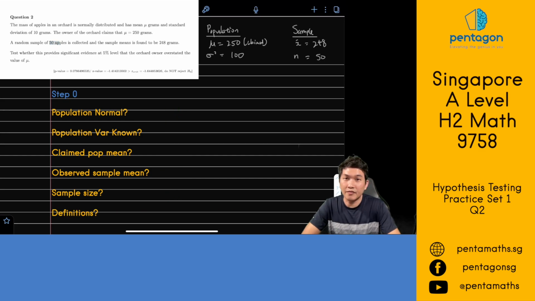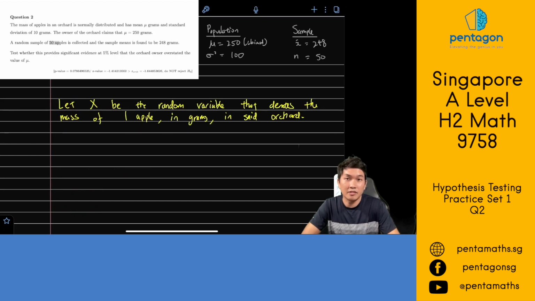Great. Now we need to define the random variable x to represent the mass of an apple in this orchard. We are now ready to move on to step 1.